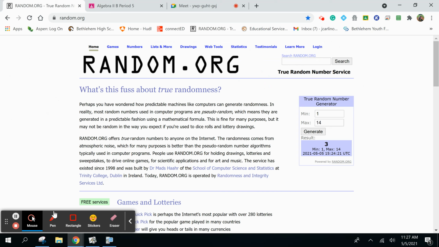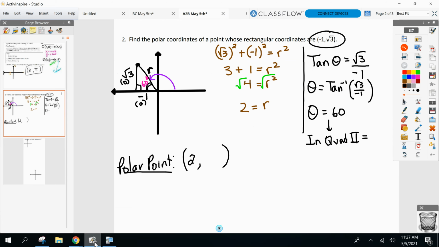All right, ready to help me out? Hi, Ella. How do you get that angle in quad 2 if you already know it's 60? I did 180 minus 60. I like it. 180 minus 60. So what's the angle in quad 2? 120. Good job. So my angle theta is 120 I'm looking for.